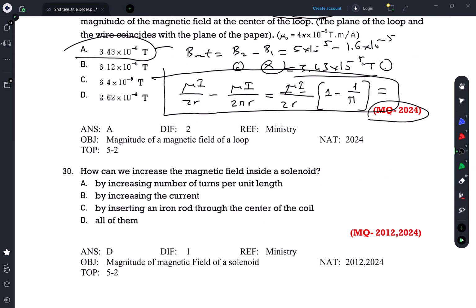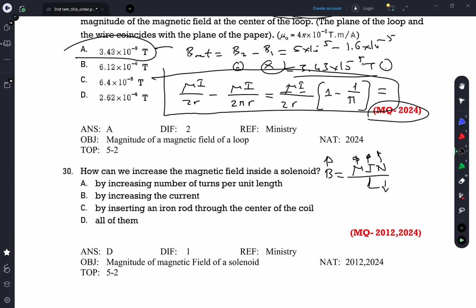Question 30: how can we increase the magnetic field inside a cylinder? For these types of questions, you should first write the equation. Without writing the equation, you cannot answer them. The magnetic field of the cylinder is mu I N over L, where L is the length of the cylinder. So if you want to increase B, you should increase mu, you should increase I, you should decrease L, or N over L must increase.